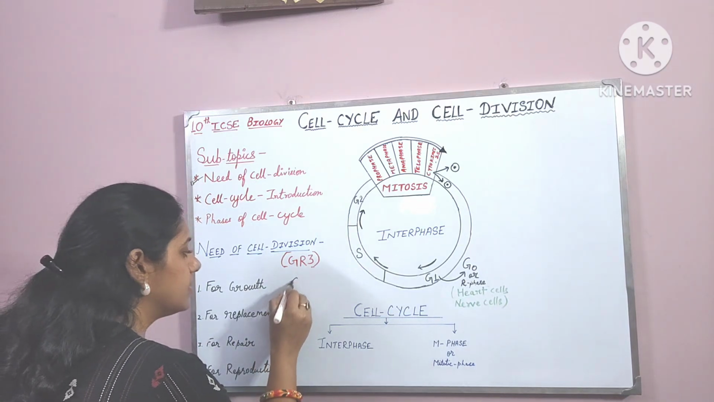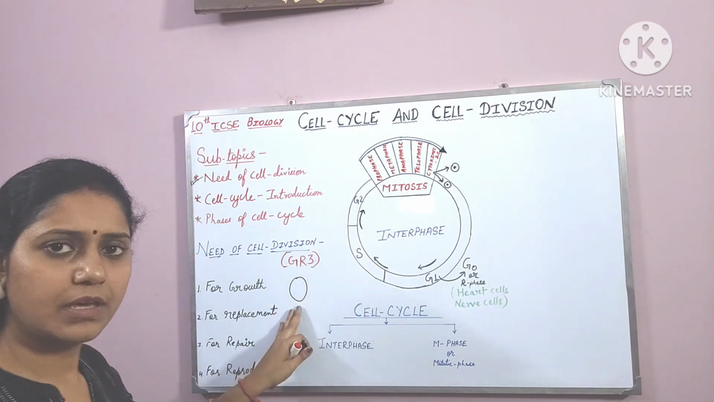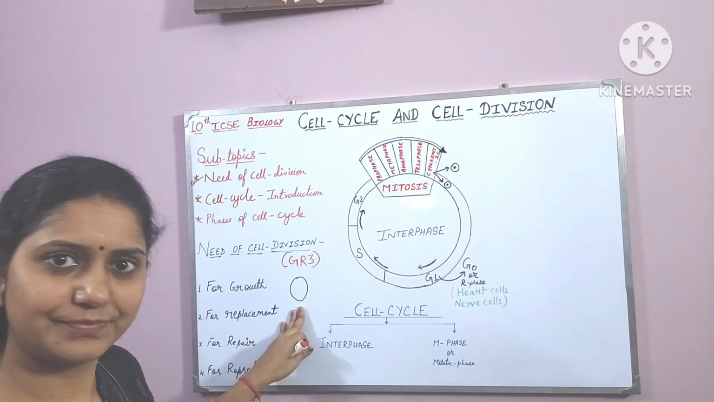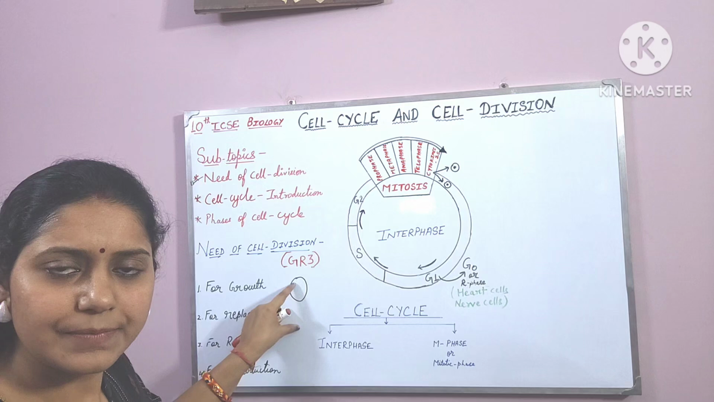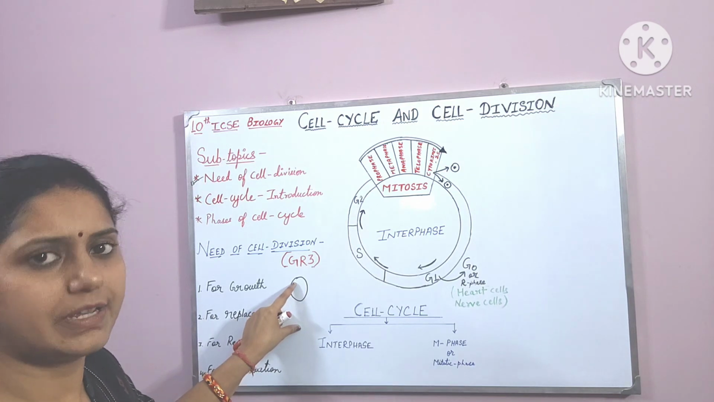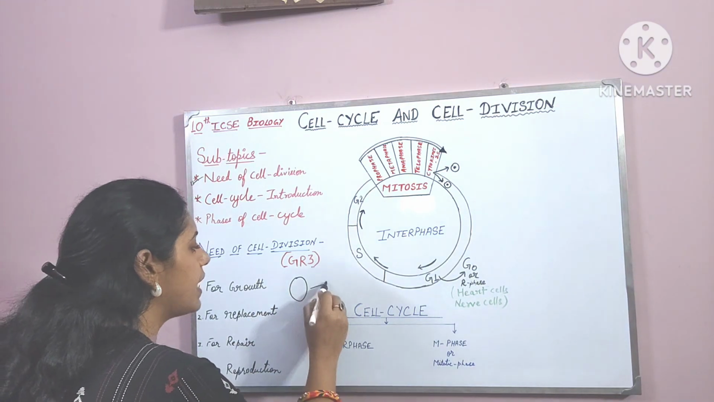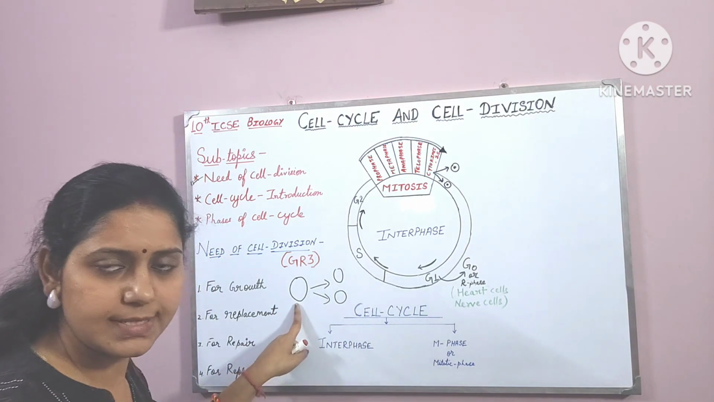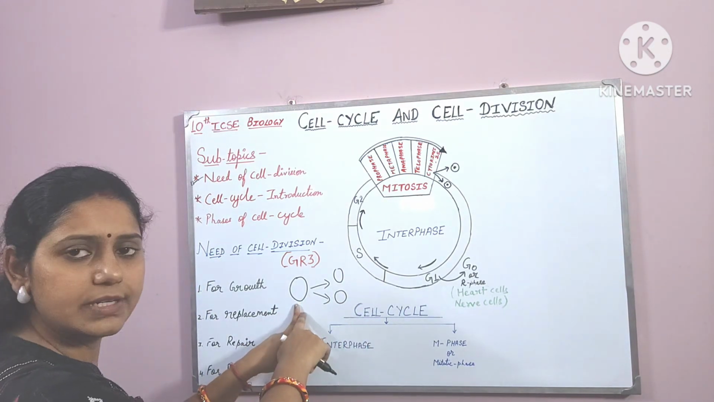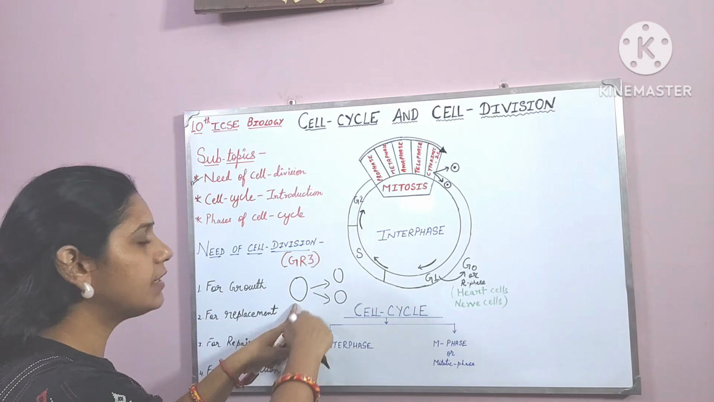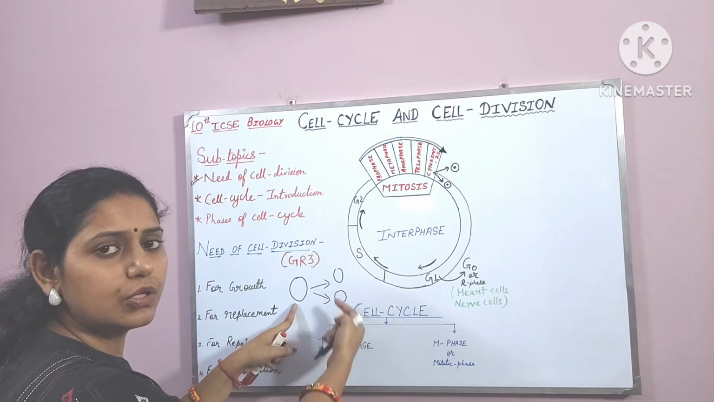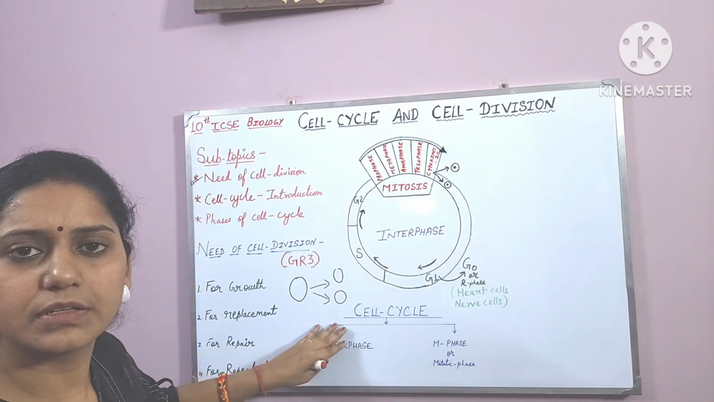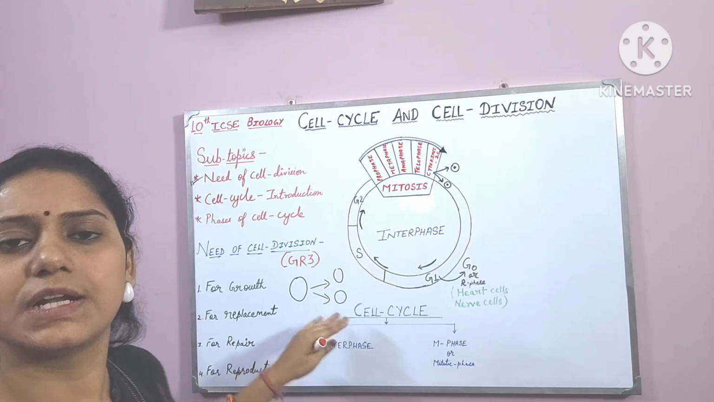We know that growth and reproduction is the characteristic of the cell. Now this is a cell, right? When it is ready to divide, it will divide into 2 daughter cells. This one parent cell which is dividing, it is known as parent cell, and it will divide to give rise to 2 daughter cells. Correct? This is cell division.